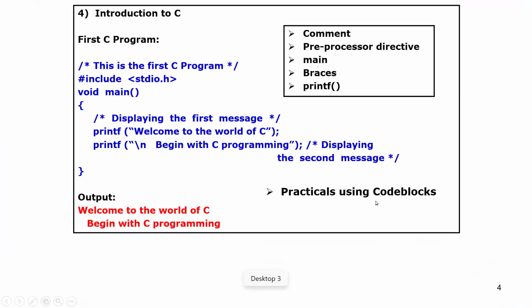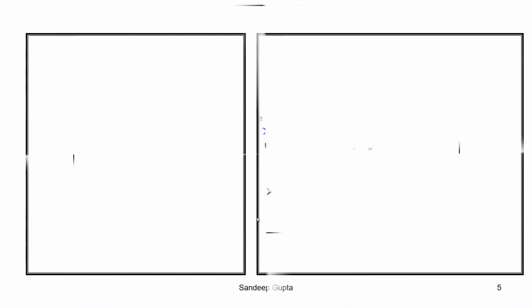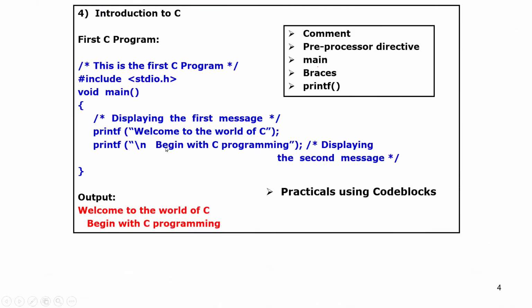So basically, this is the way you will run your C program, either using CodeBlocks or using the online compiler, whichever is easier for you. Okay. All right. So now this was our second video where we studied a basic C program, and we also studied how to run it, how to compile it, and how to execute it. All right.